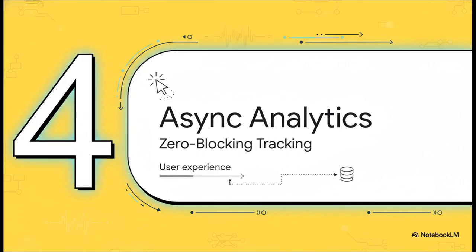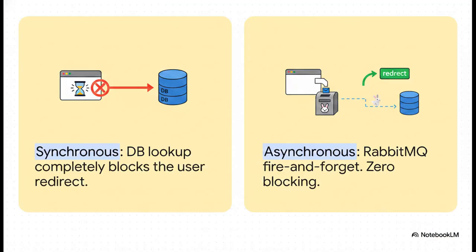And that is the perfect segue into Section 4, Asynchronous Click Analytics. Let's look at how we capture all that deep data without ruining the user experience. This is where system design gets really, really fun. If we used a synchronous database lookup, the user's browser would literally hang there, loading while our server wrote their IP and browser data into a database. Unacceptable. Instead, we use an asynchronous RabbitMQ publish.